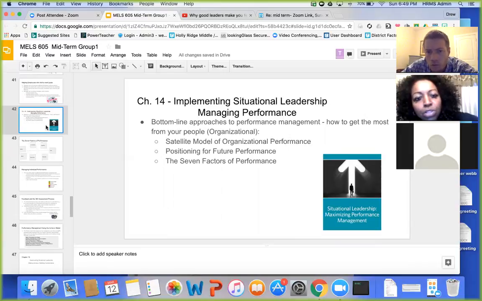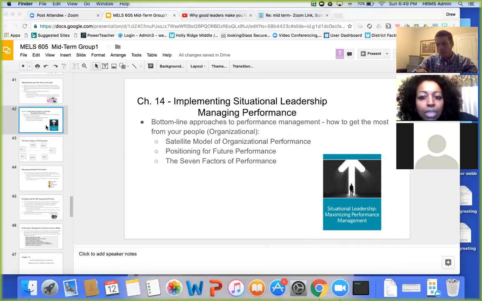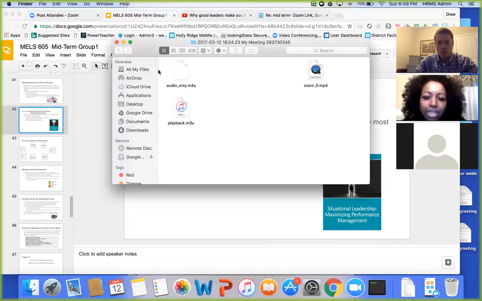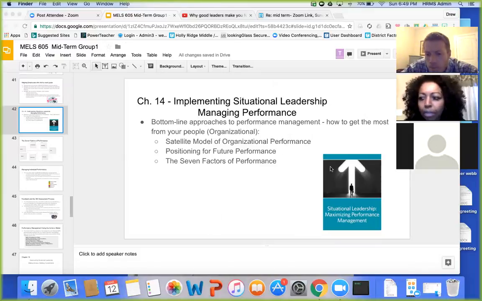Implementing situational leadership. This is chapter 14. It looks at managing performance, bottom line approaches to performance management, how to get the most from your organization. It says people, but the first part is about organization. Later we'll talk about people. This last chapter was kind of unique because situational leadership is the focus, but they talk about other models in relationship to it. So here are 3 that they talked about: the satellite model of organizational performance, positioning for future performance, and the 7 factors of performance. I focused on the 7 factors of performance on the next slide.